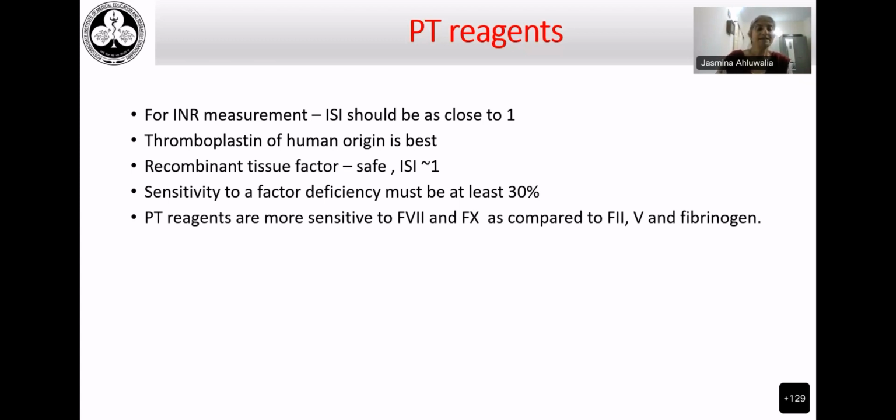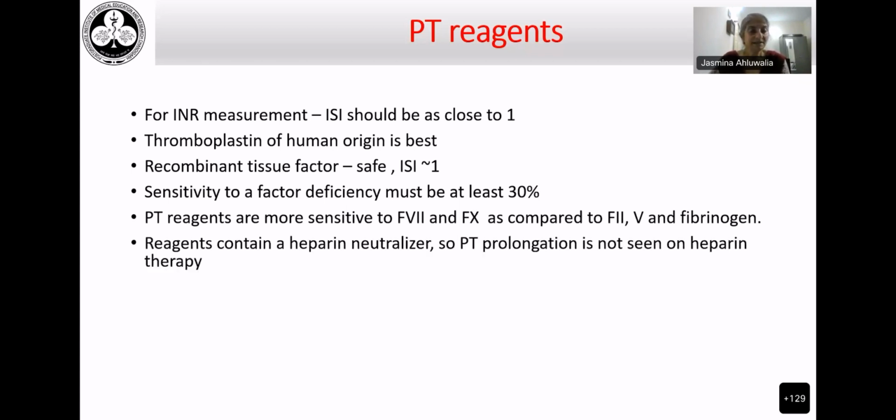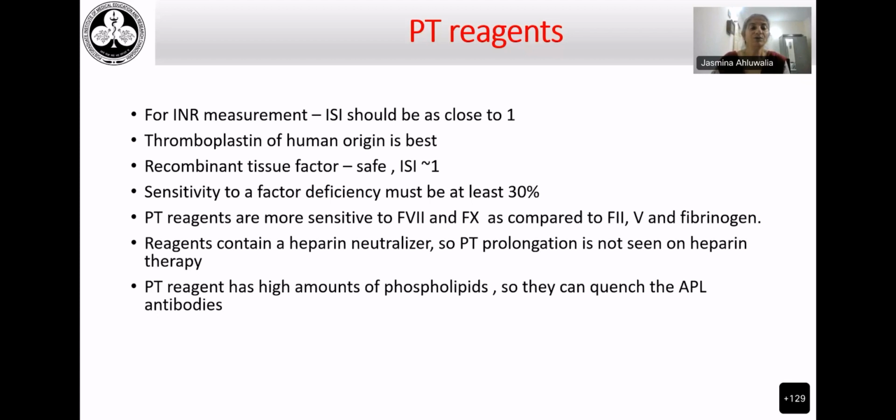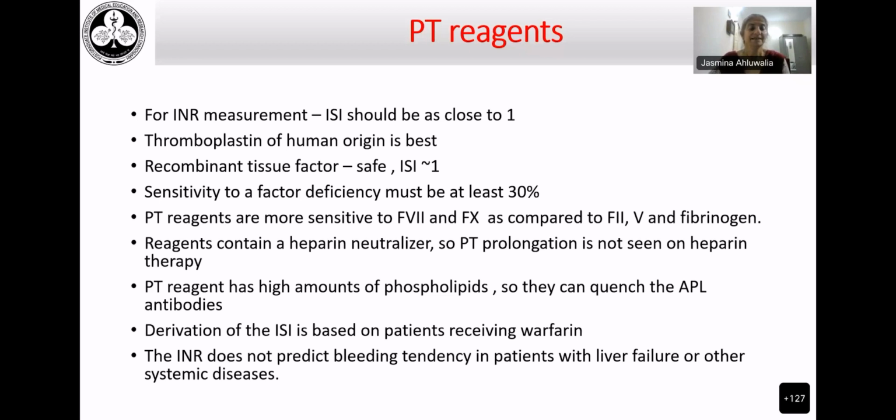The commonly used PT reagents are more sensitive to factor 7 and 10 deficiency as compared to deficiencies of factor 2, 5, and fibrinogen. The PT reagent contains a heparin neutralizer. So in heparin therapy, we get APTT prolongation, but not usually PT prolongation. And it also contains a large amount of phospholipid, so patients with lupus anticoagulant may never show PT prolongation. The derivation of ISI, we must remember, is based on patients receiving warfarin.